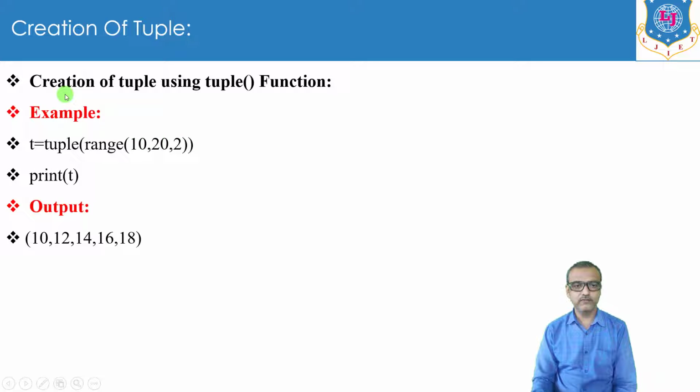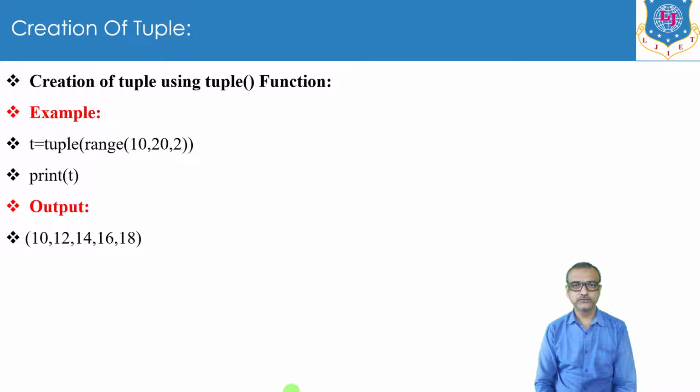Now we will see how to create a tuple using the tuple function, that is creation of tuple using tuple function. So we have one example based on this concept. t equals to tuple of range of 10, 20, 2. What this range function will do is give us the values from 10 to 20 minus 1 by keeping the step size of 2. Then print of t. So what will be the output? We will have even values from 10 onwards till 19. So we have 10, 12, 14, 16 and 18.